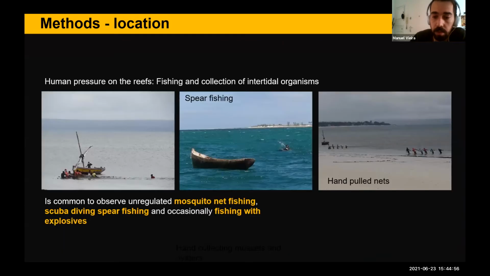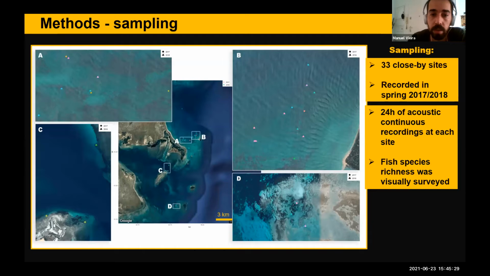And simultaneously, in this place we also have a lot of human pressure. That's one of the reasons that we really want methods to study this area and to monitor this area in the long term. We have a lot of illegal fishing: fishing with mosquito nets, scuba diving fishing, and even fishing with explosives, which can also be monitored through passive acoustic monitoring. That is quite an advantage.